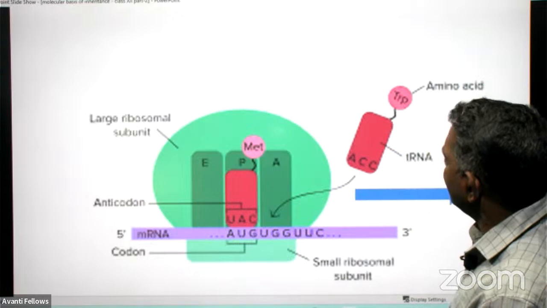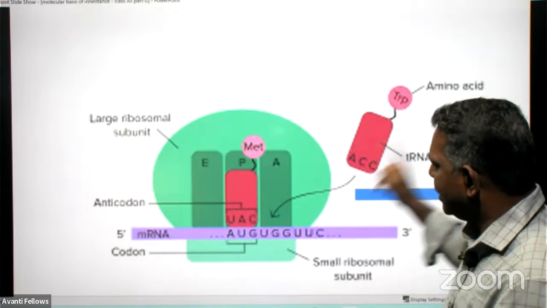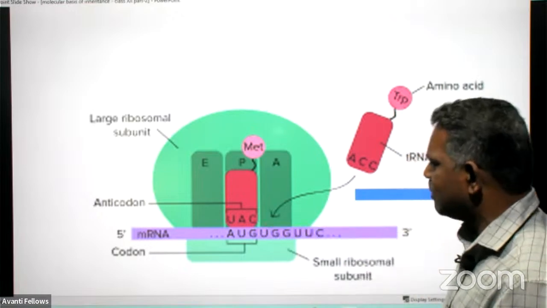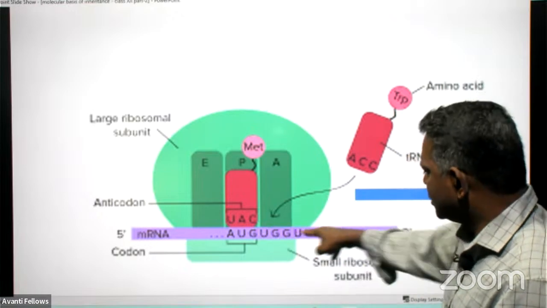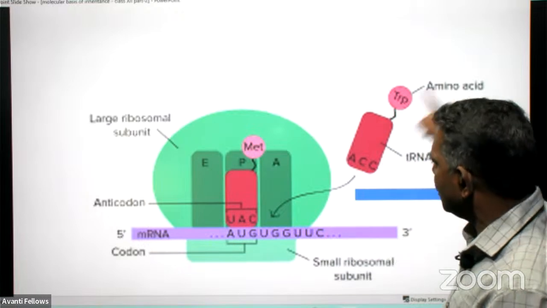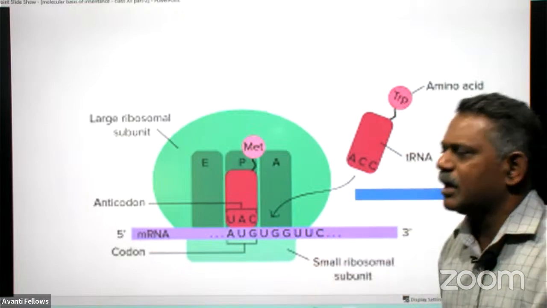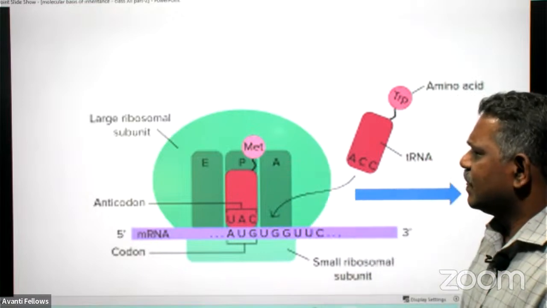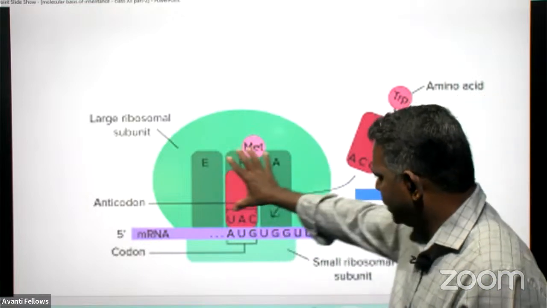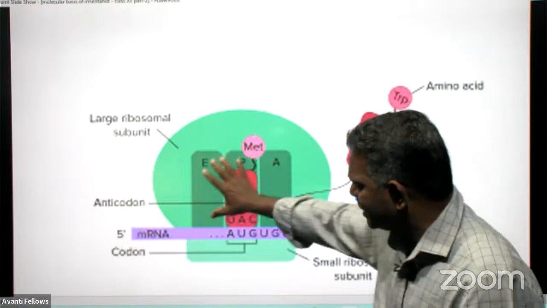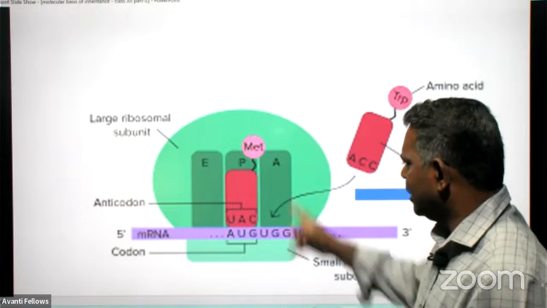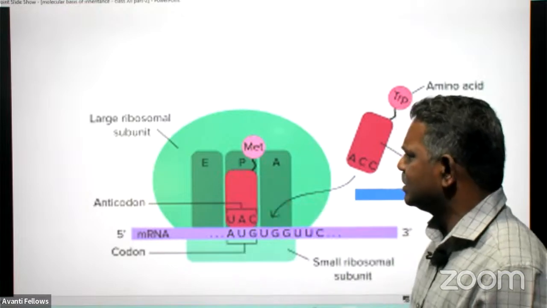So what happened? The next amino acid will be taken according to the triplet codon given in the mRNA, because the mRNA is inside the ribosome. Based on the next triplet codon, another amino acid will be taken by a tRNA and kept in the A site. So what happened at the next movement? Now all three sites have a tRNA. A is having, P is having, and E is having.